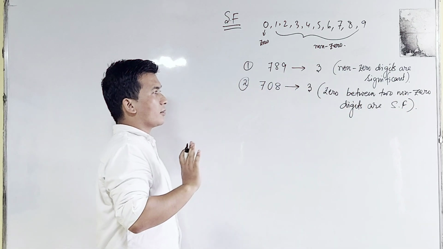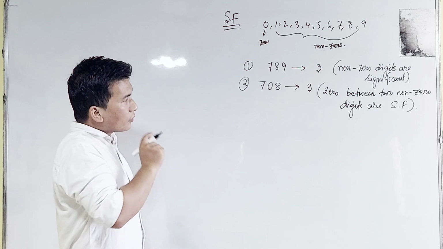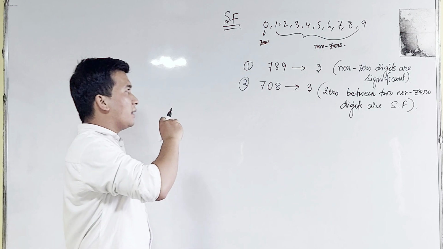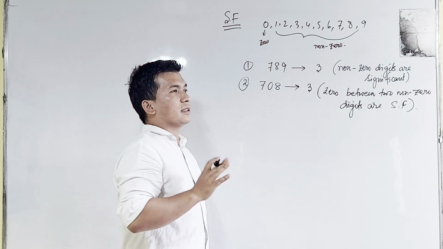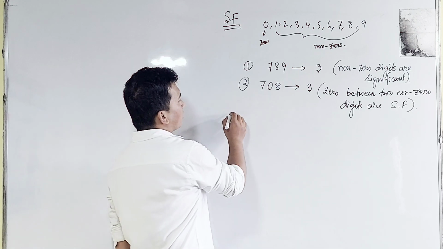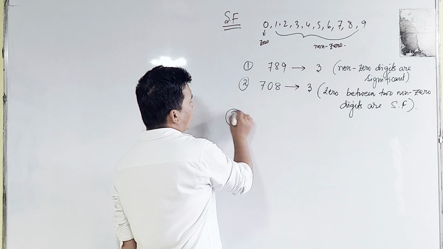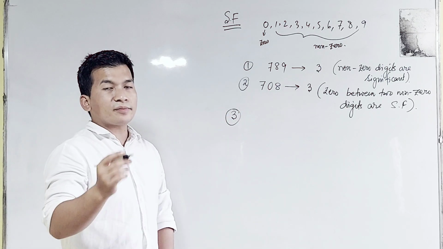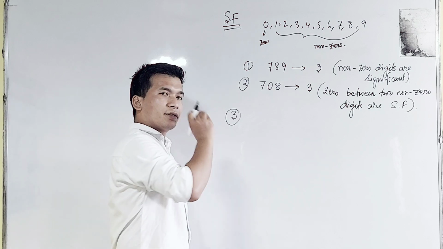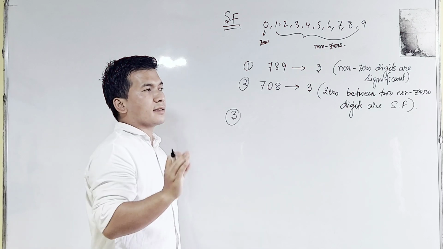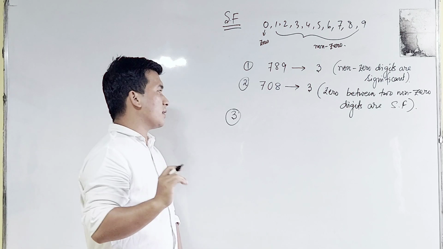That was rule number 2. Now rule number 3. We are now discussing the 0 at the end or at the beginning. This rule number 3 is very important. Most of the students are confused in this rule number 3. Let me write 3 examples to illustrate the difference.